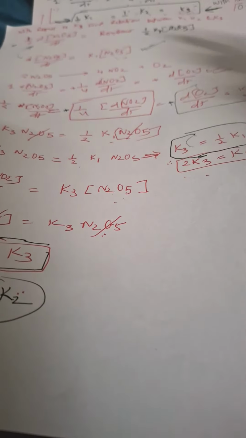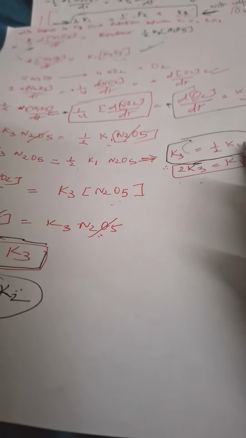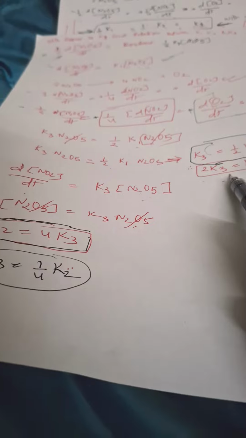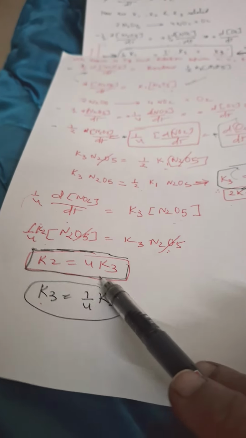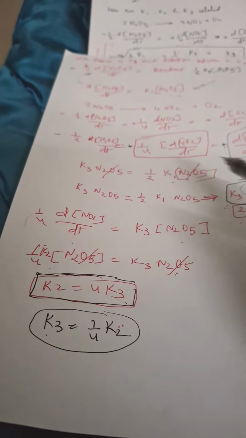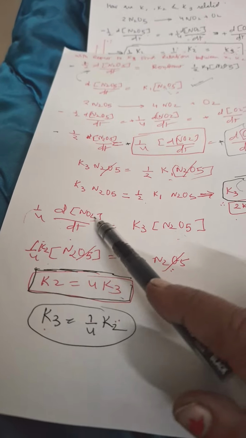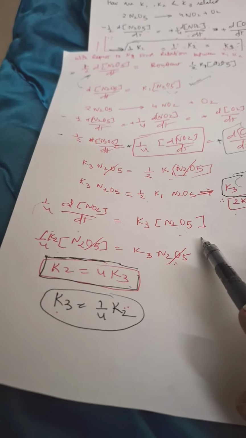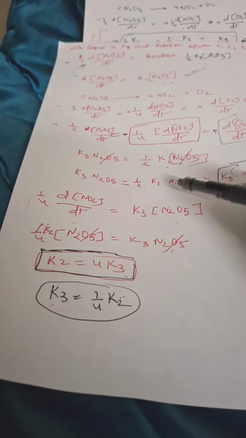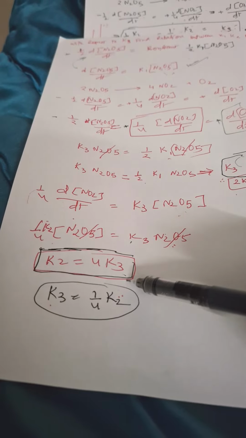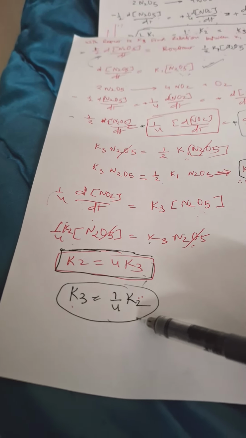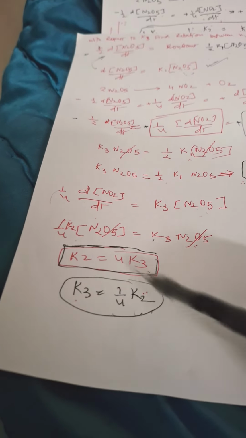So now, just like above, we have K3 is equal to half K1, and twice K3 is equal to K1, and like this K2 is equal to 4 K3. Okay, because 1/4 d[NO2]/dt is equal to K3 [N2O5]. Everything we have to take separately and relate. So we will find K3 is equal to 1/4 of K2, or K2 is equal to 4 K3.